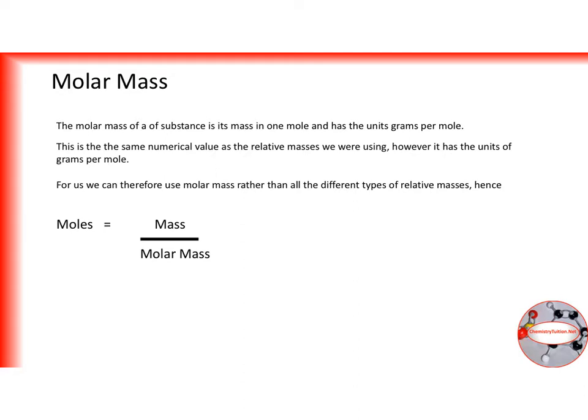So rather than saying the relative atomic mass of carbon is 12, the molar mass of carbon is 12 grams per mole because there are 12 grams of carbon in a mole. Don't get too worried about this. It's just a different term, and it means that we can simplify our equation to moles equals mass over molar mass, and that works for everything. So we don't need to keep using these different relative masses. We can just have that one equation from now on.